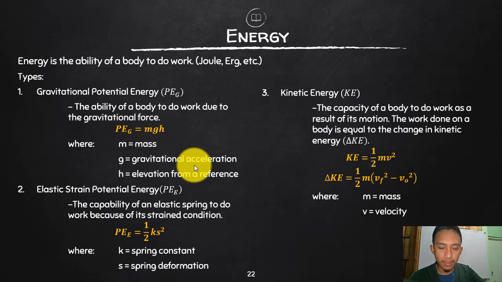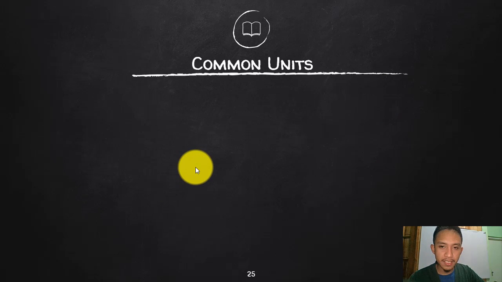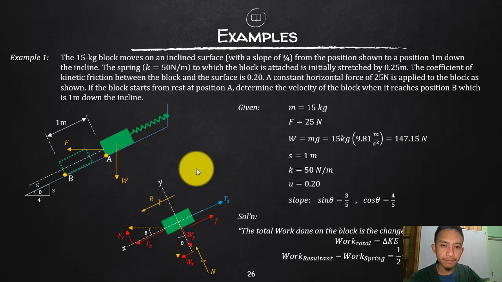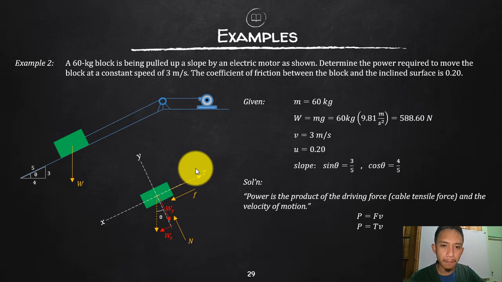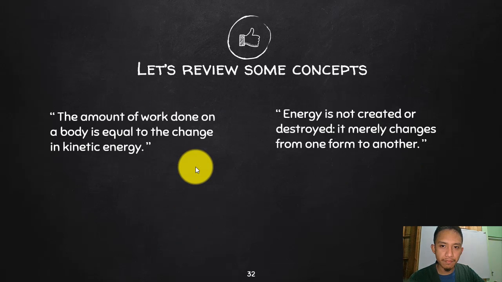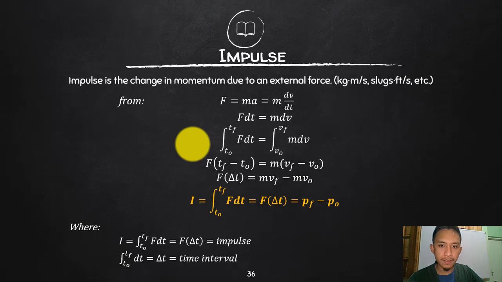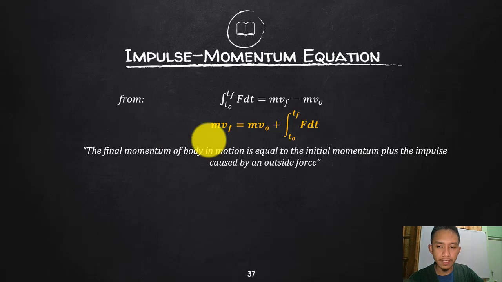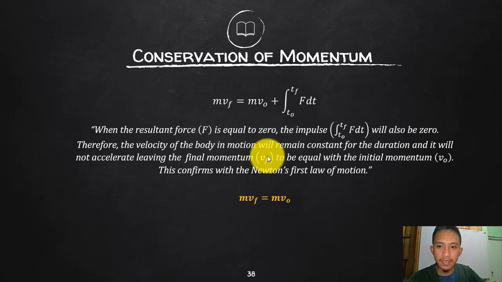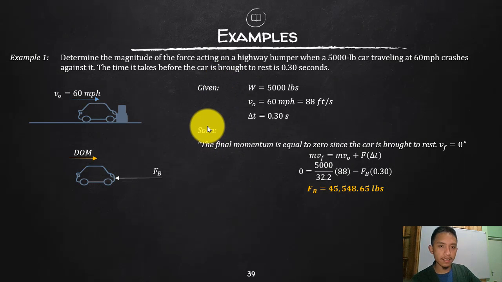Okay, so let's go back to our slide. So we have here now this one. So that's why again we ended up with the final momentum equal to the initial momentum. Okay, so let's try to have an example.